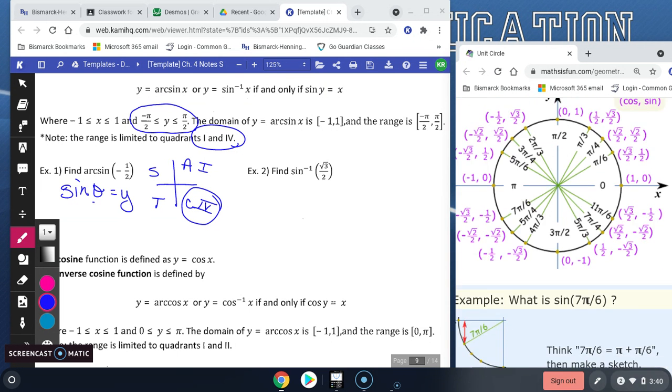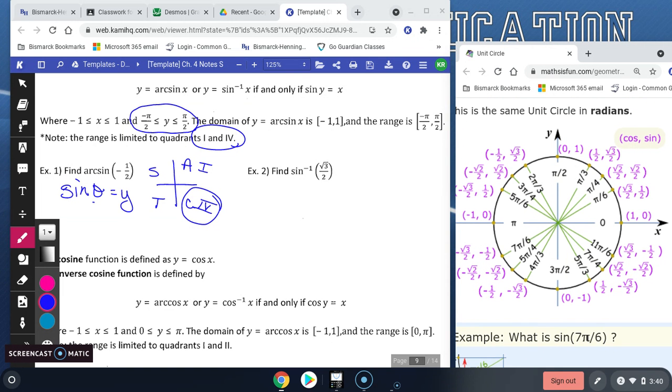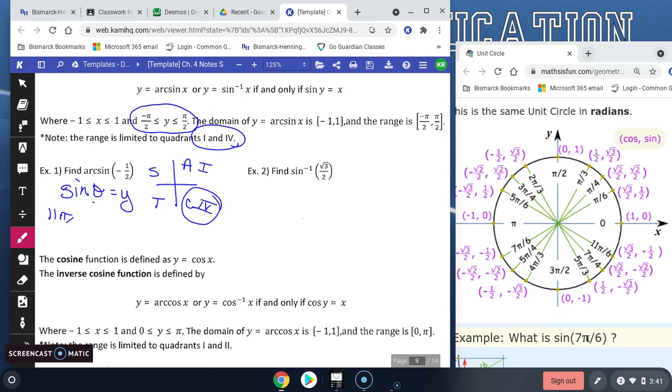Well, rats. I'm not seeing it. There it is. Found it. Okay, so 330 degrees, or that's the same as 11 pi over 6. So theta is going to be 11 pi over 6.